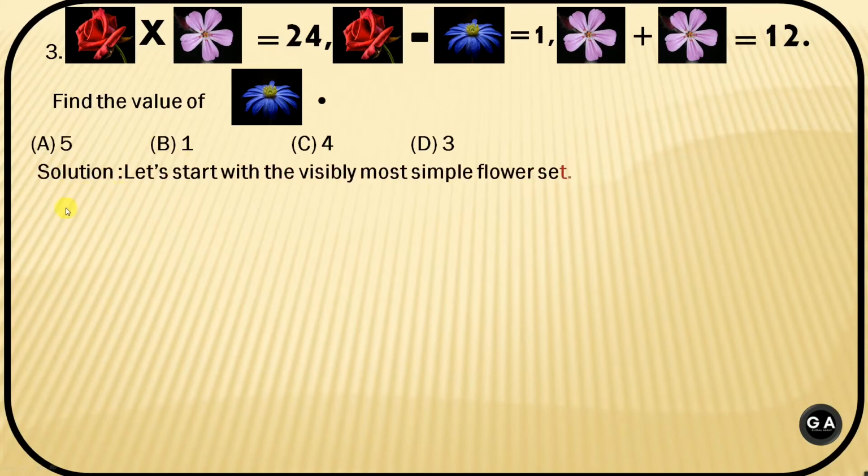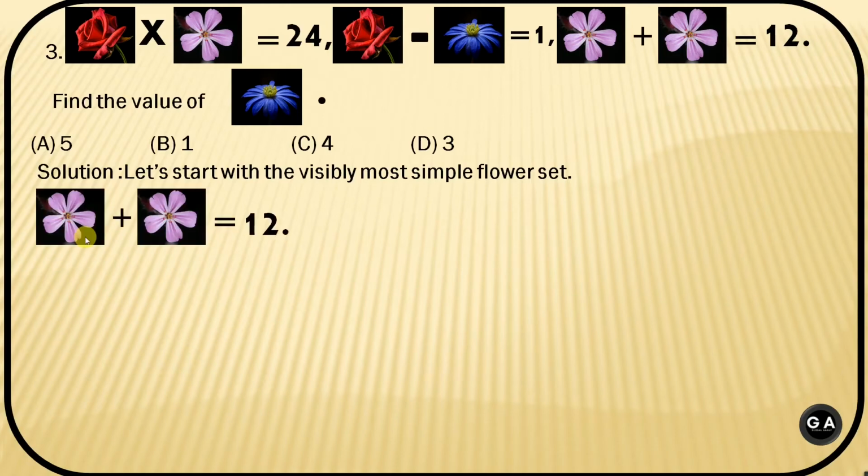Solution. Let's start with the visibly most simplest flower set. Both pink flowers seem symmetrical. It means value will be equal. So this value would be 6 and this value should be 6. So 6 plus 6 equals 12. So this pink flower equals 6.